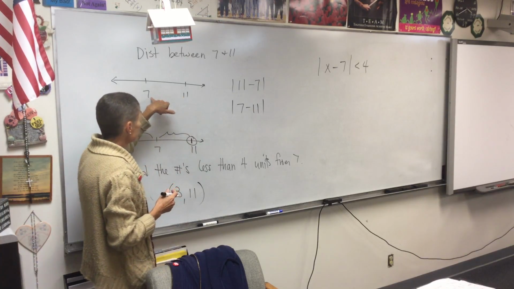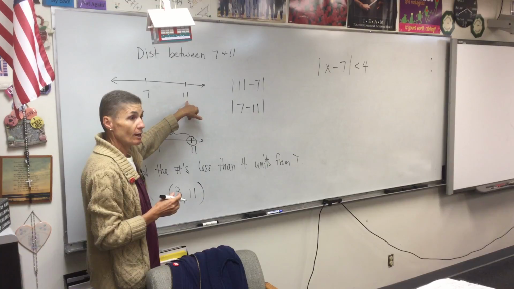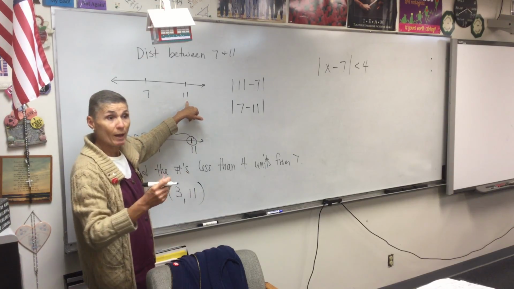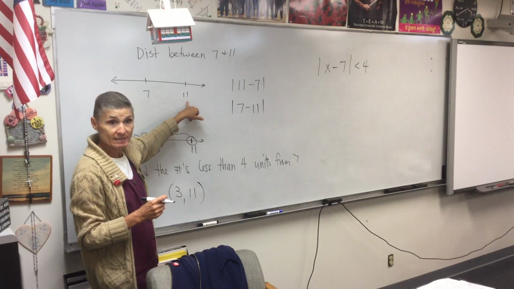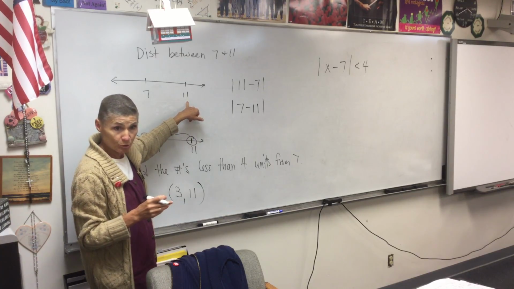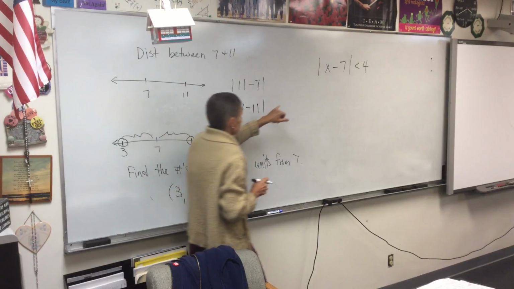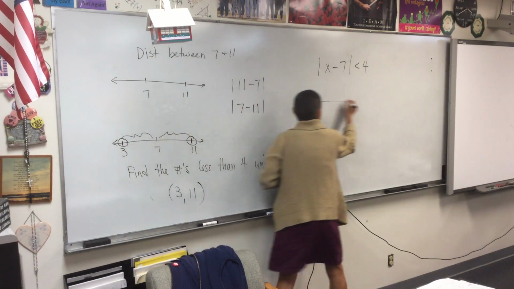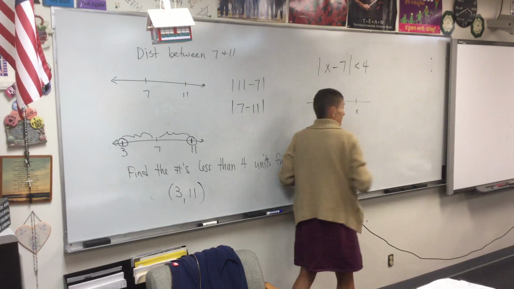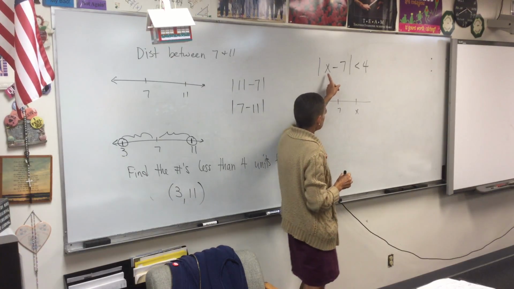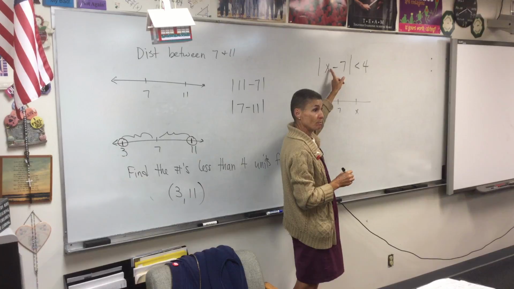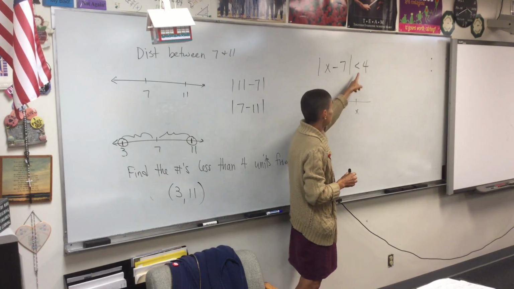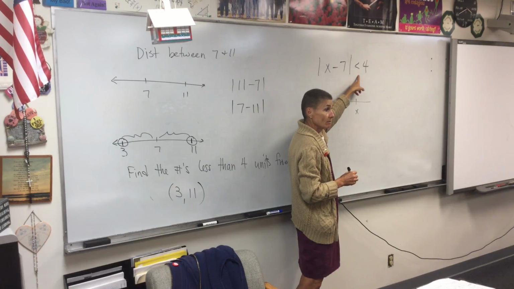How did you tell me you found the distance between these two numbers? You subtracted them, right? And we said we'll do absolute value to make sure everything stays positive since we're doing distance. So that says, okay, I don't know where x is. Here's 7, here's x. This says the distance between x and 7, the distance between them is less than 4.